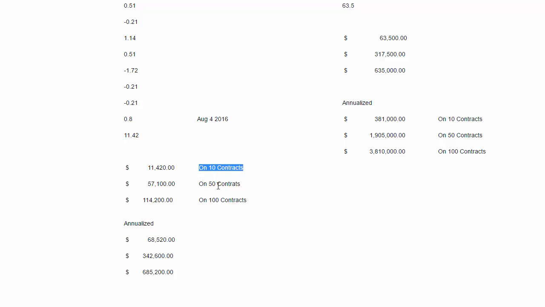On 10 contracts, 11.42 options points represents $11,420. On 50 contracts, $57,000. 100 contracts, see, this is where you want to go. Okay, so getting 60, close to 70 grand a month income off of a solid system, a solid approach. That's the key concept here of why you want to get this system.